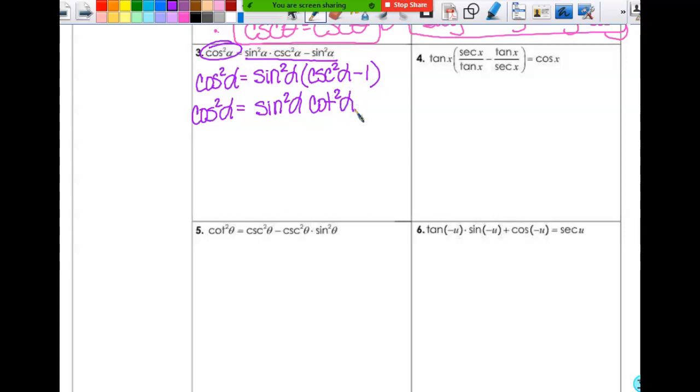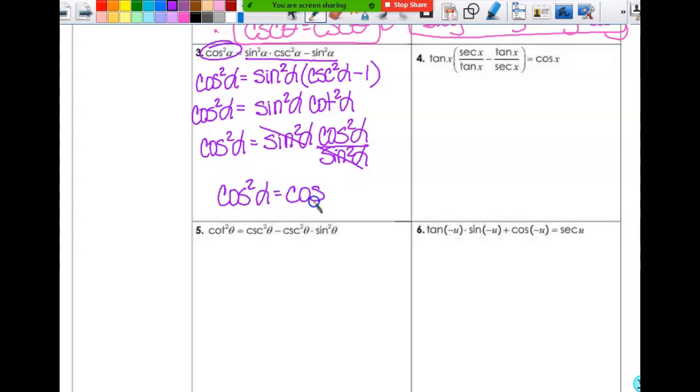So like I said, for sine squared, I could substitute 1 minus cosine squared, but I don't know that that would really do anything for me. I know that cotangent is cosine over sine, so I think I'm going to go with that. So this gives me cosine squared alpha equals sine squared alpha times cosine squared alpha over sine squared alpha. So that's nice because then these cancel out and I get cosine squared alpha equals cosine squared alpha.